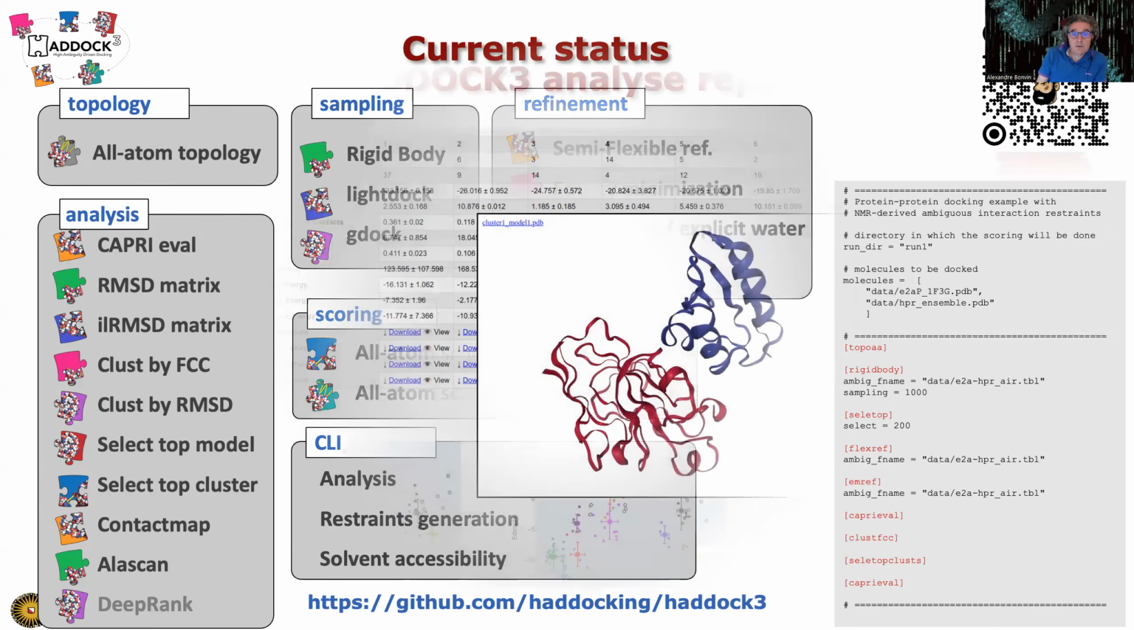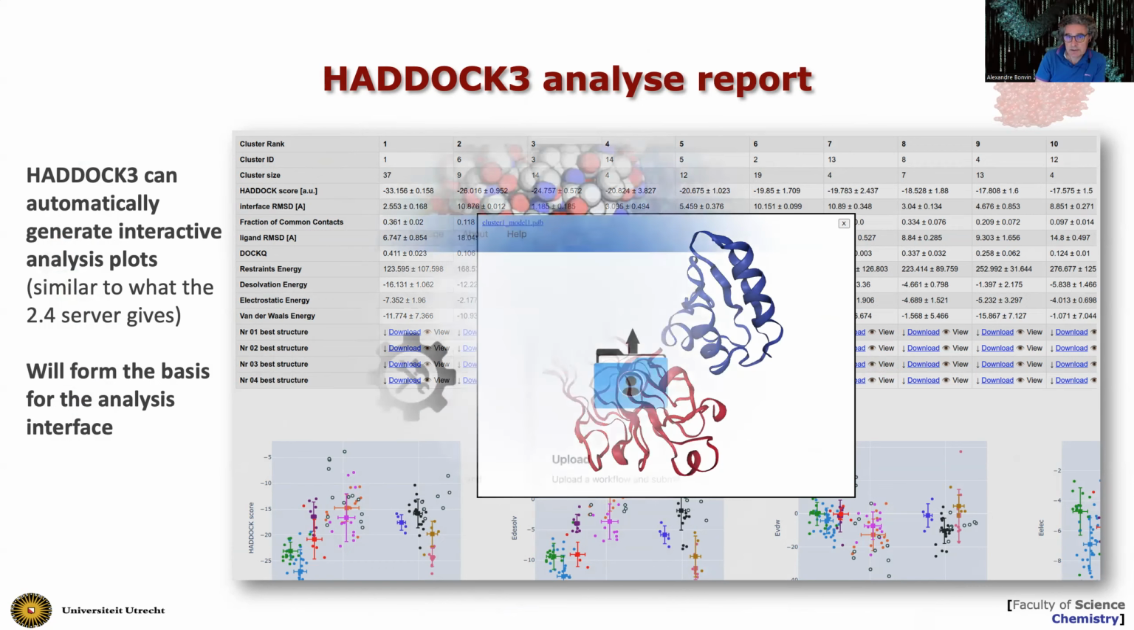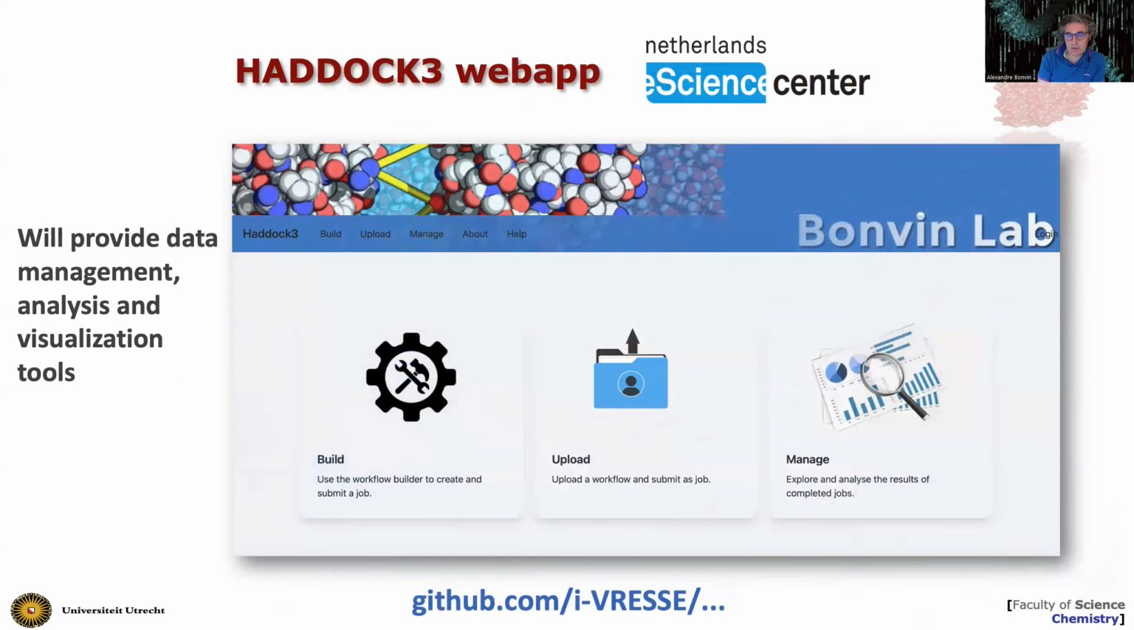We have also built into Haddock 3 capabilities to generate statistics, to generate plots. Those plots show you, for example, the distribution of the different clusters, their scores. This is something which in Haddock 2 is only available from the web server. So if you run Haddock 2 locally, you have to manually generate all of this information. While now, if you run Haddock 3 locally, you will get all this information generated for you. So that's also a very nice advantage. And we are working on building a web application that will basically integrate Haddock 3 and offers the ease of use that we have with the Haddock 2 series. So this is very much work in progress.